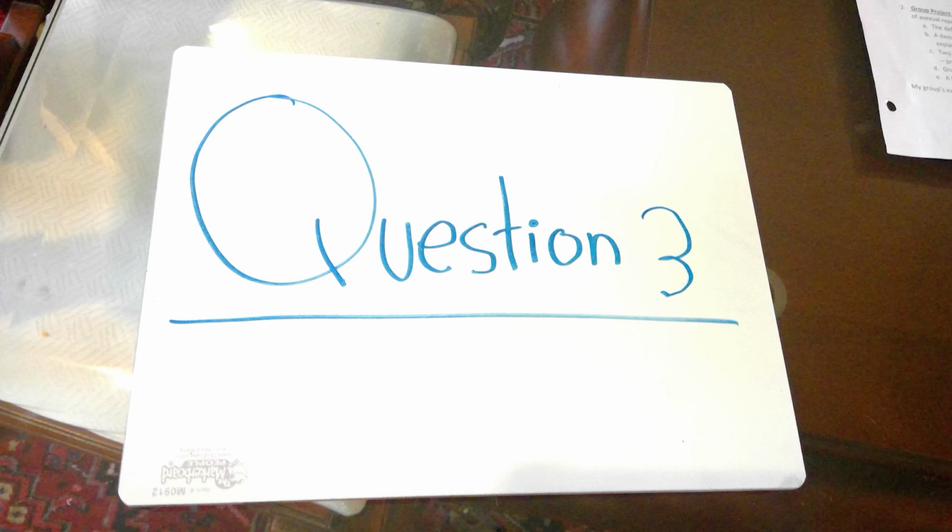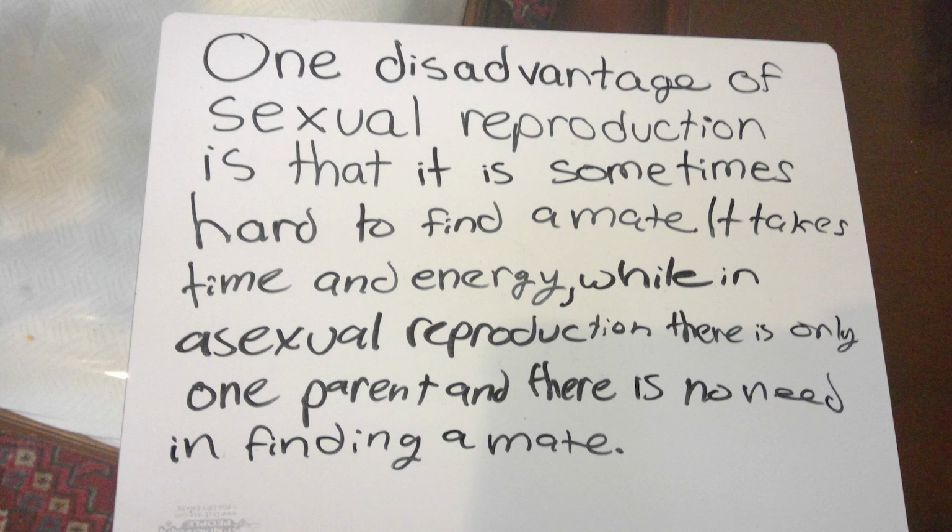Question 3. Describe one disadvantage of sexual reproduction. One disadvantage of sexual reproduction is that it is sometimes hard to find a mate, and it takes time and energy, while in asexual reproduction, there is only one parent and there is no need in finding a mate.